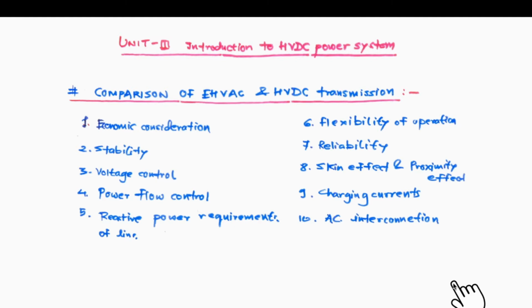This is mainly due to the line inductance and line capacitance. So we have made several calculations earlier. So line inductance and line capacitance are responsible for drawing reactive power from the transmission line, and so also they were responsible for variation in the receiving end voltage with variation in the load current, and so also the transmission distance.